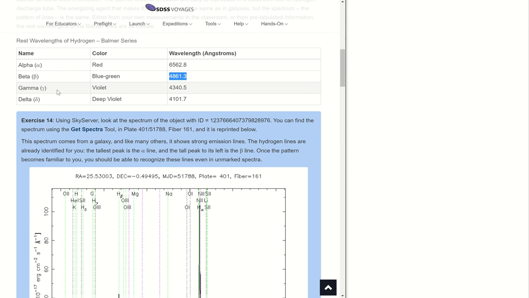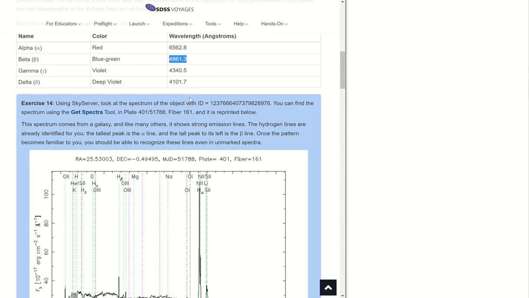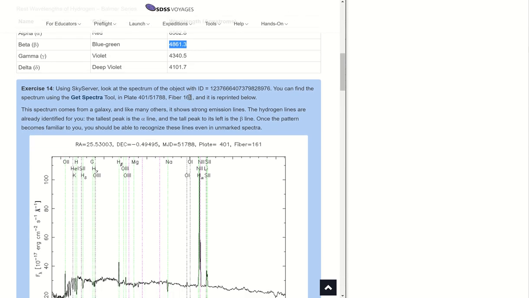Energy level 5 to 2, Balmer gamma or hydrogen gamma, is a violet color. That's 434 nanometers or 4340.5 angstroms. And then hydrogen delta or Balmer delta, that's energy level 6 to 2. That's even shorter, higher energy than the rest of these at 4101.7 angstroms or 410 nanometers.